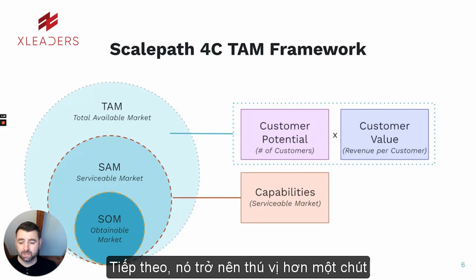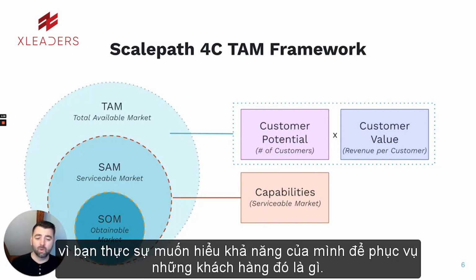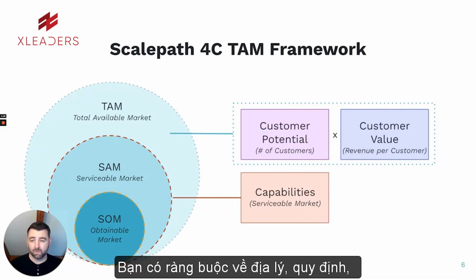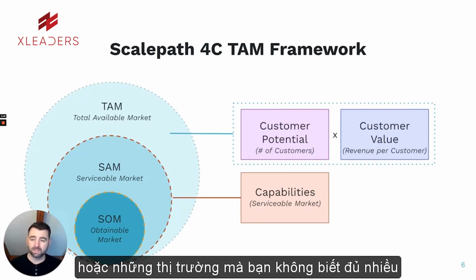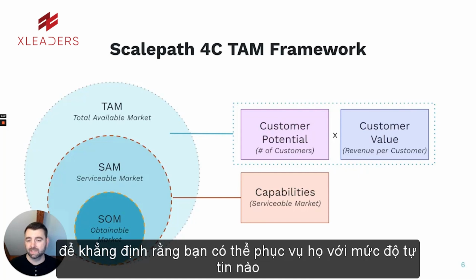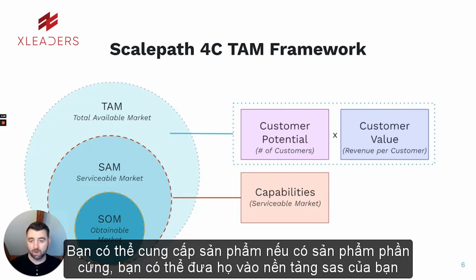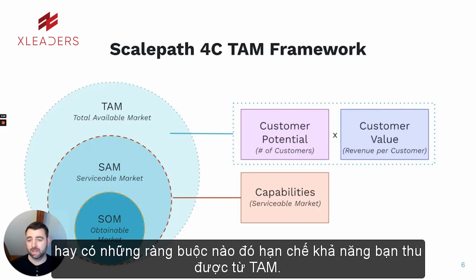Next, it gets a bit more interesting because you really want to understand what your capabilities are to service those customers. Do you have constraints in terms of, maybe geographies, or you have regulations, or you have certain markets that you just don't know enough about to say that you can service them with any level of confidence? The test here is that if someone were to call you up organically, can you actually sell to them? Could you deliver a product if there's a hardware product involved? Could you get them onto your SaaS platform? Or are there some constraints that restrict your ability to capture that TAM?